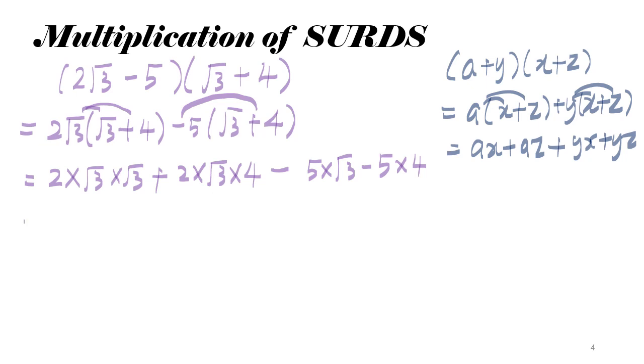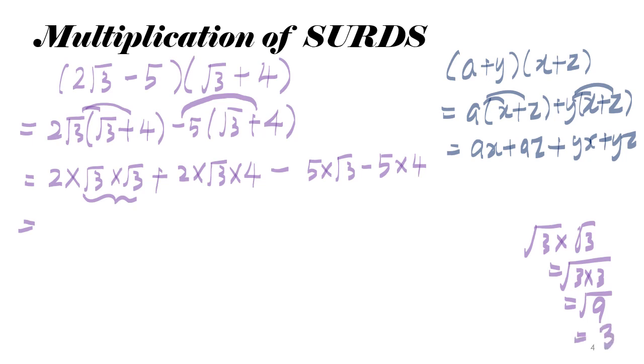Okay, now square root 3 times square root 3. Right, square root 3 times square root 3 is actually square root 3 times 3, which gives you square root 9, and 9 is a perfect square, so square root 9 is 3. Right, so basically if you have square root a times square root a, you will just get a.